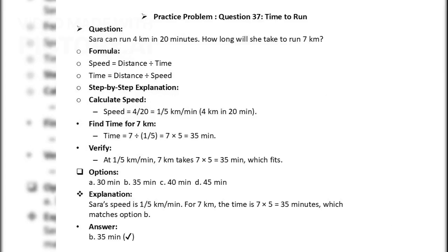Next, we have a time calculation problem. Sarah can run 4 kilometers in 20 minutes. To find out how long it will take her to run 7 kilometers, we use the formula. Speed equals distance divided by time.